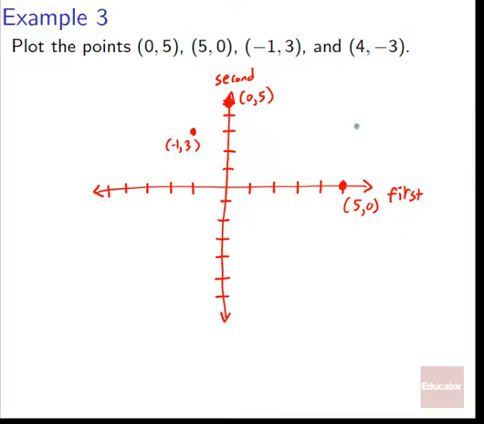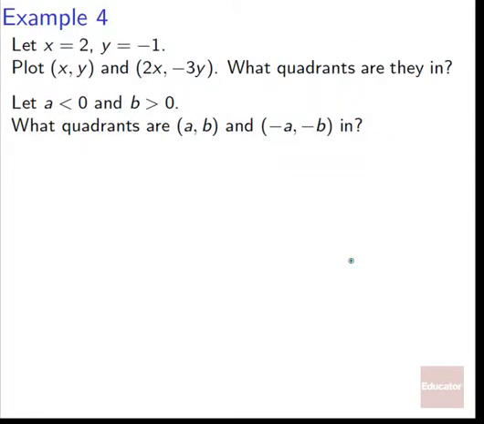And 4, -3, we go over 4, 1, 2, 3, 4, down 3 because it's -3, -1, -2, -3. And we've got all of our points plotted. Remember, first value always goes to horizontal, second value always goes to vertical. Final example, let's say x is 2 and y is -1.